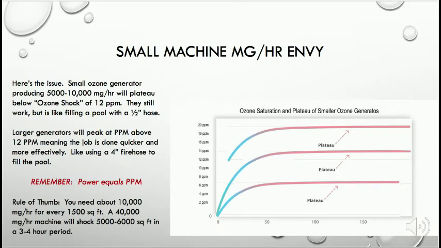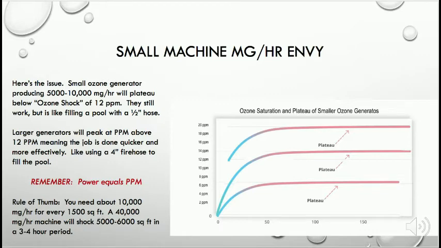Now, small machines will plateau when it comes to the parts per million, or the saturation level. And so when we're dealing with this area, we know that by raising the levels measured by parts per million, we are going to have a more powerful treatment. And so here's the issue. Small ozone generators producing about 5 to 10,000 milligrams per hour will plateau below ozone shock of 12 parts per million. This will still work, but it's like filling a pool with a half-inch hose.